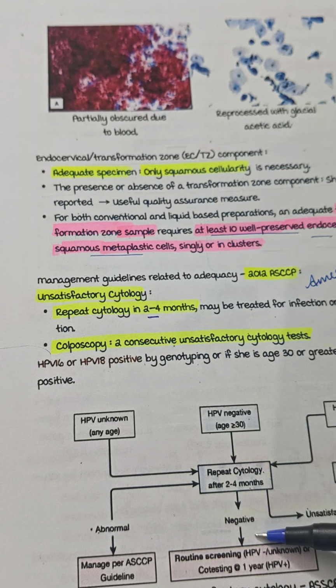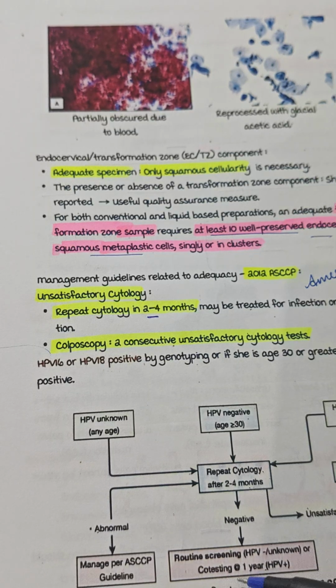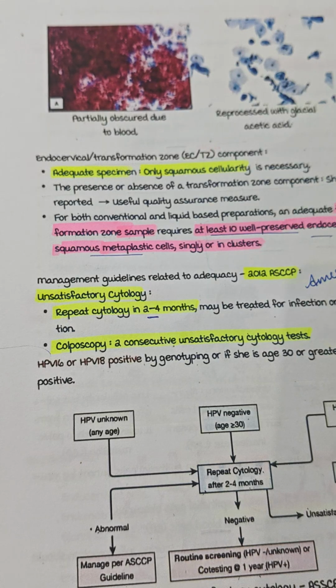So if it is again negative, then routine screening to be done, or co-testing at 1 year. And if repeat cytology is abnormal, then we have to manage it according to ASCCP guidelines. That's all.